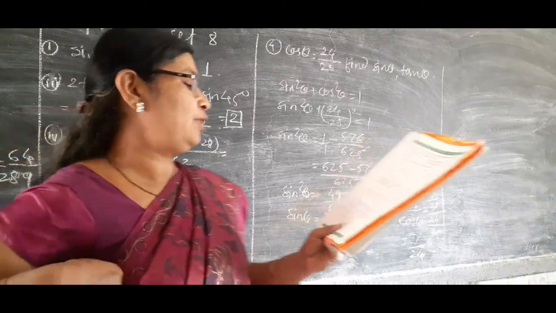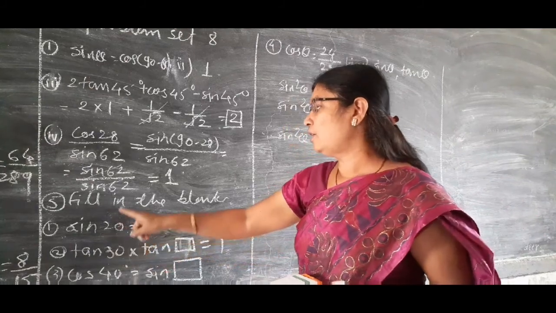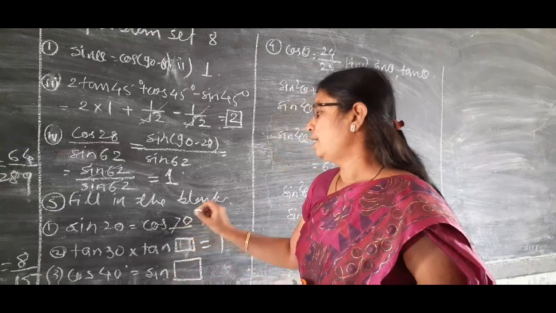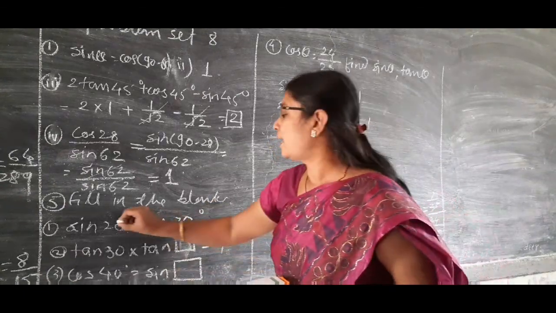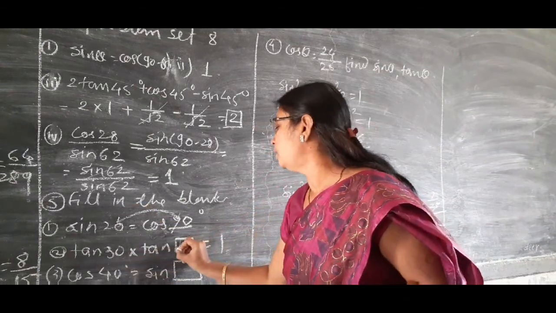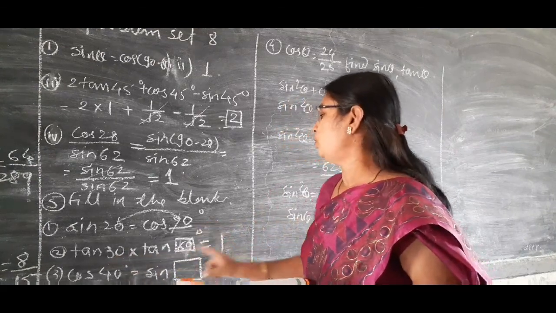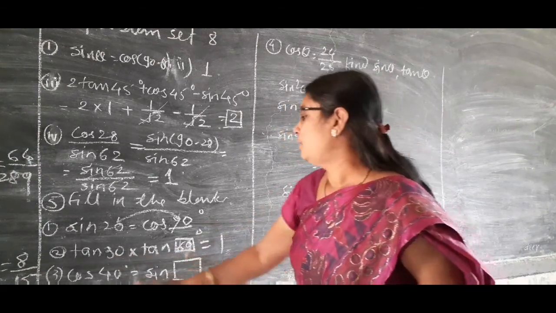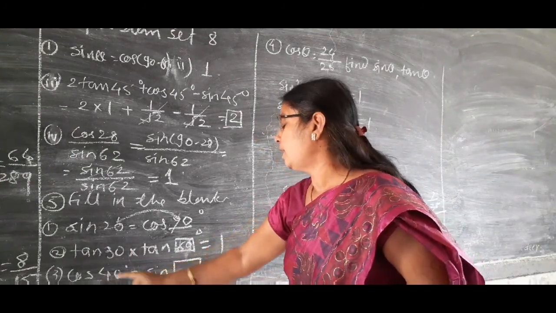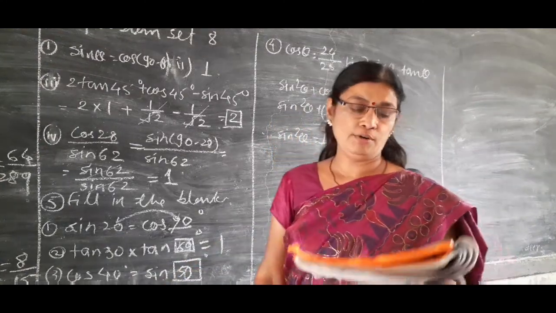In this way you have to find out the answer. Now in question number 5, fill in the blanks. If sin 20 is given, it is converted into cos 90 minus 20. That is how much? 70. Here the addition must be 90. Now tan 30, here you have to take 60. Tan 30 into tan 60 is equal to 1. 60 plus 30 is 90. Here cos 40 is given. It is converted into sin 90 minus 40. That is how much? 50.